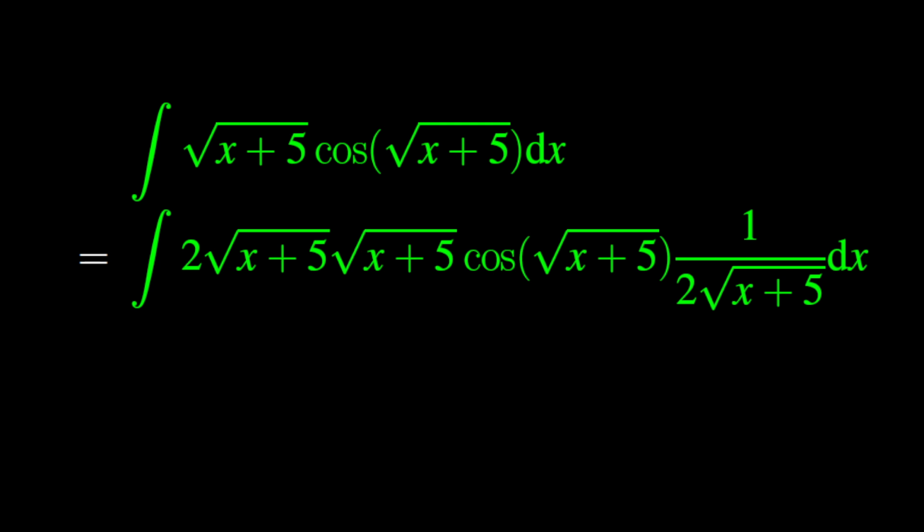The integral of square root of x plus 5 times cosine of square root of x plus 5 dx can be expressed as the integral of 2 times square root of x plus 5 times square root of x plus 5 times cosine of square root of x plus 5 times the fraction 1 over 2 times square root of x plus 5 dx. We can clearly see y and dy in the expression of the integral.